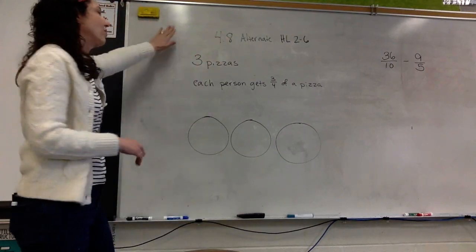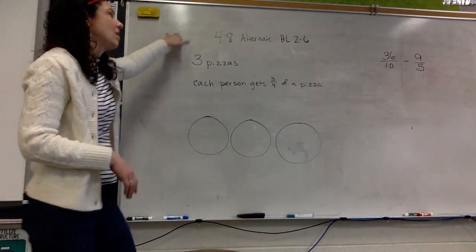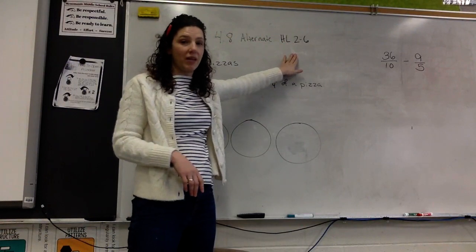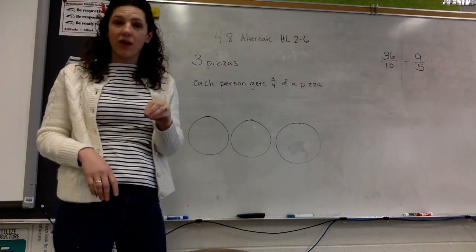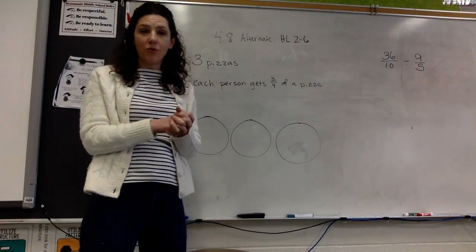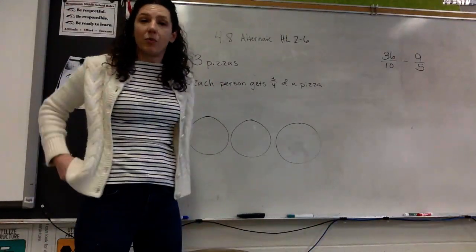This is Math Unmasked for 4.8, our alternate unit. Our homework for tonight says HomeLink 2.6. So today we were working on dividing with fractions. These two problems are both from your blue sheets that we worked on in class.